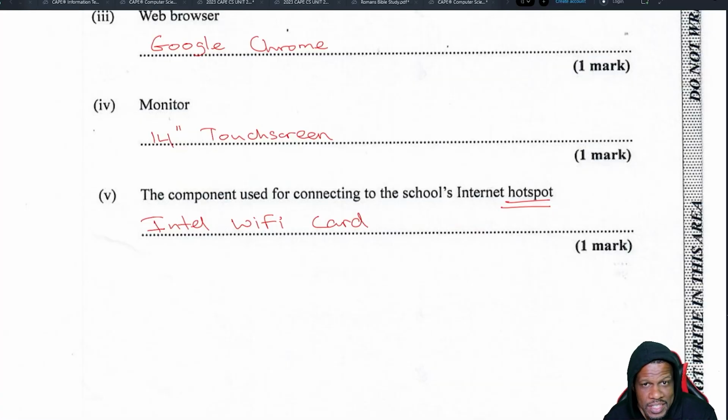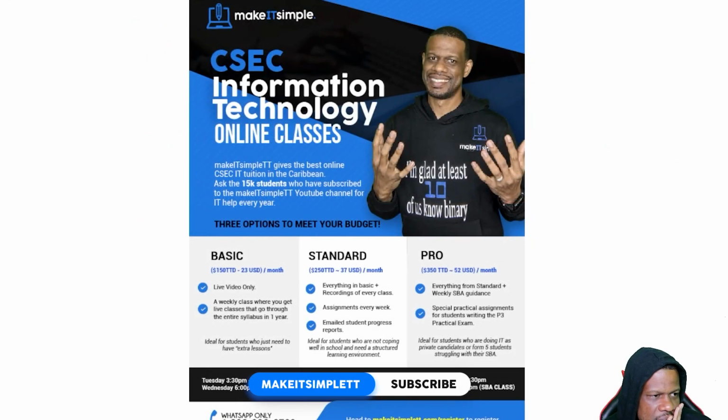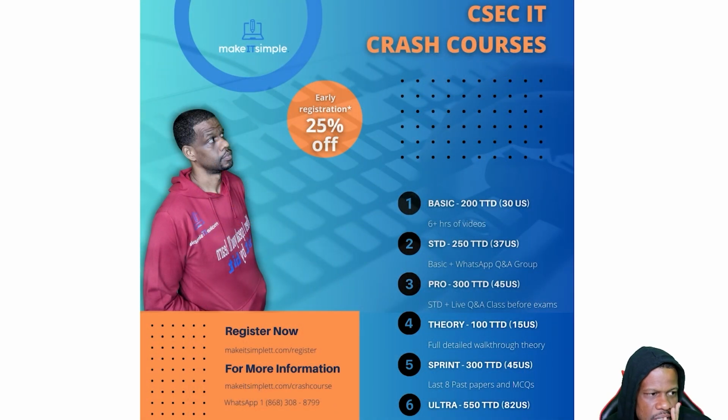Inside the specifications part, it basically tells you that you need to know how a computer works. Not everybody knows how a computer works.